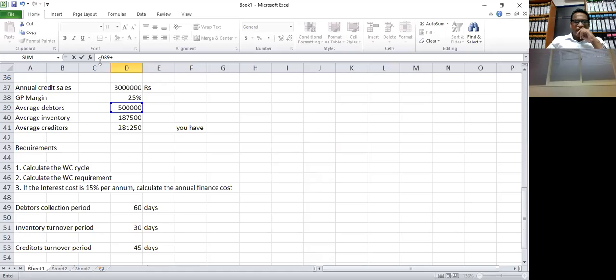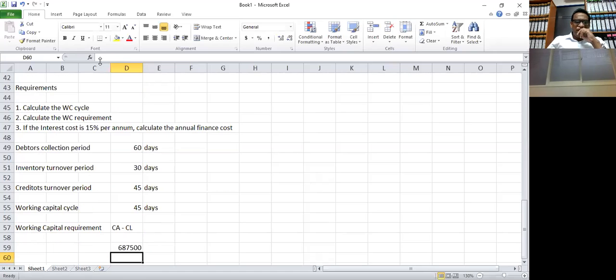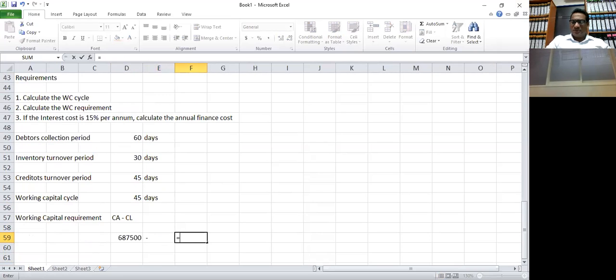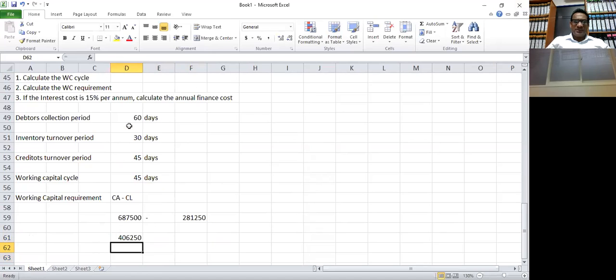Let's say debtors 500,000. Inventory, 187,500. So total current assets 687,500. Current liabilities only 281,250. So working capital requirement is the difference. Working capital requirement is 406,250 rupees.